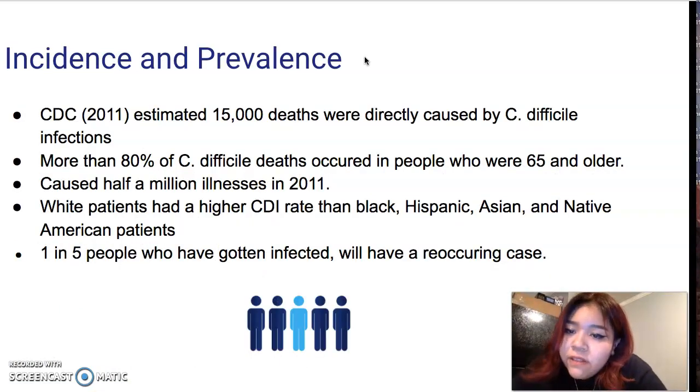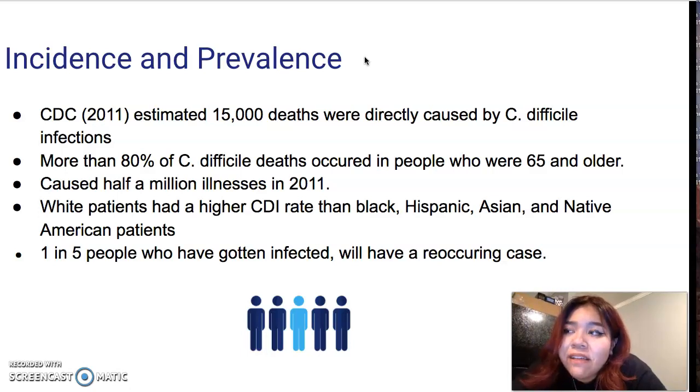Incidence and prevalence: the CDC in 2011 estimated that 15,000 deaths were directly caused by C. difficile infections. More than 80% of C. diff deaths occurred in people who were 65 years and older. It did cause 500,000 illnesses in 2011.